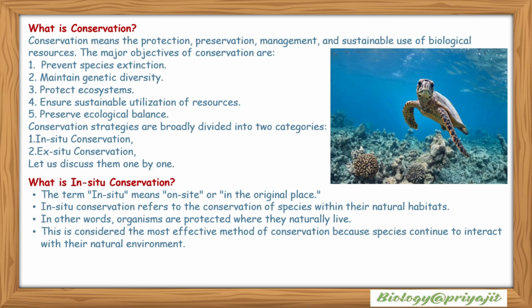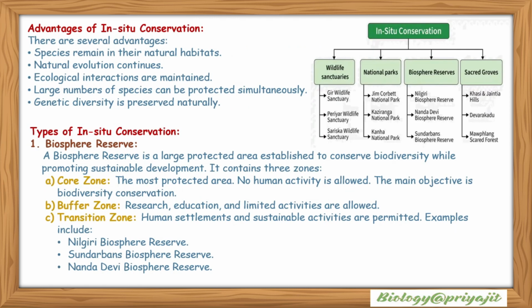What is in situ conservation? The term in situ means on site or in the original place, and in situ conservation refers to the conservation of species within their natural habitat. In other words, organisms are protected where they naturally live. This is considered the most effective method of conservation because species continue to interact with their natural environment. Advantages of in situ conservation: there are several advantages. Species remain in their natural habitats, natural evolution continues, ecological interactions are maintained, large numbers of species can be protected simultaneously, genetic diversity is preserved naturally.